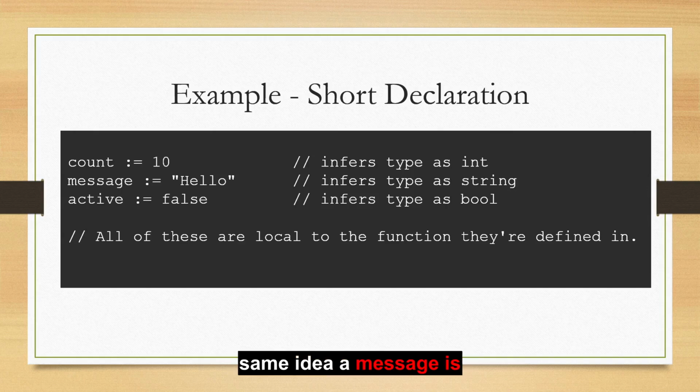Same idea with a message variable. We are assigning it the string hello. Go sees the double quotes and understands that, oh, this is a string. Same thing applies for the boolean value also. So all of these variables are local to the function they are defined in. That means you can't use this shorthand syntax outside the function, like at the top level of your Go file. If you try that, Go will give you an error.